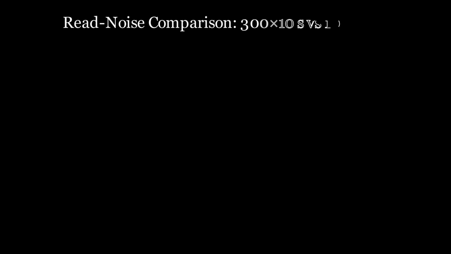So now you may be wondering, how does all this fit together if you maybe have a stack of 300 10-second exposures or 10 300-second exposures? How does that affect us in the read noise limited regime, or maybe if the signal is higher and we're in a photon limited regime?